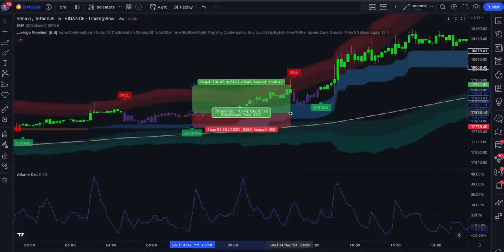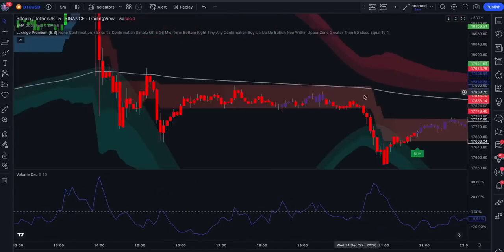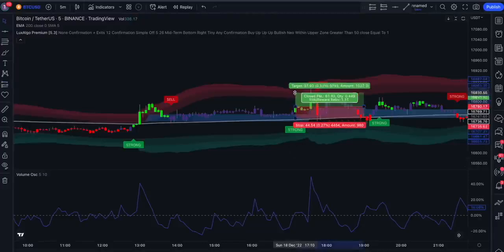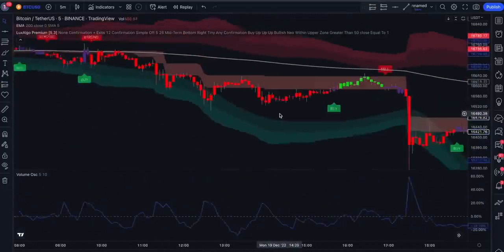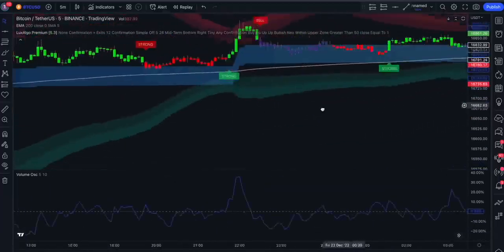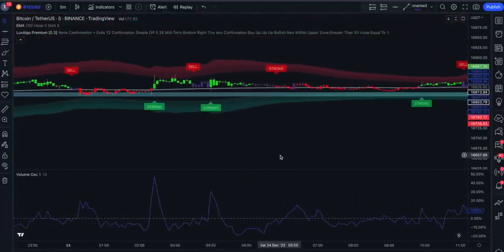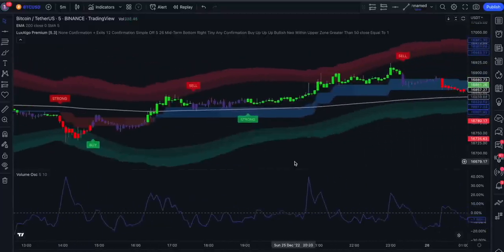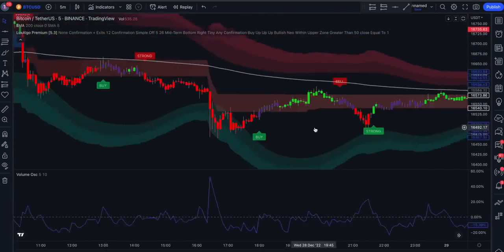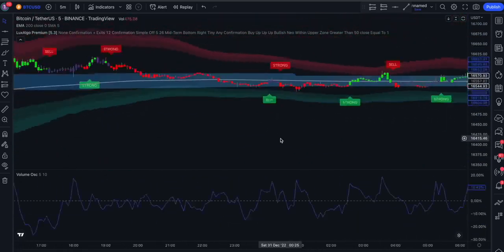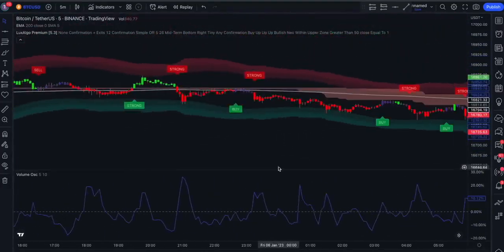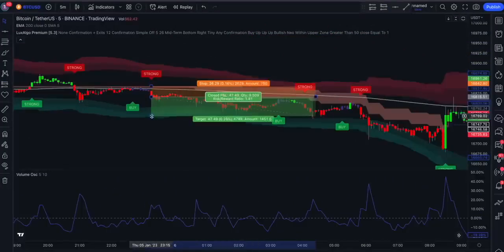Now let's quickly test the strategy on the price of Bitcoin. As we can see, the signals are impressively accurate.